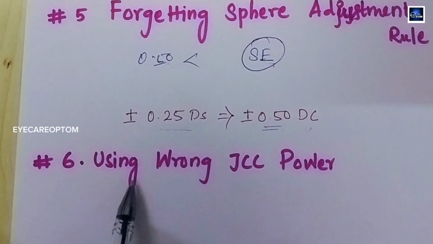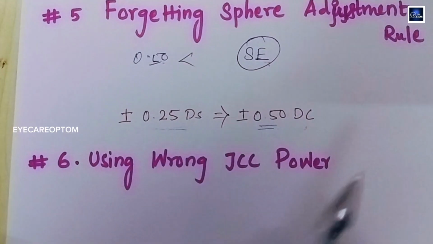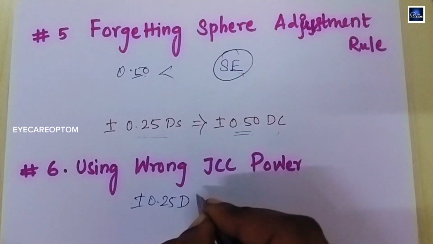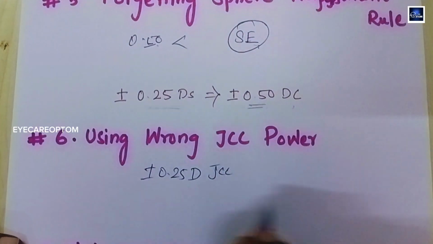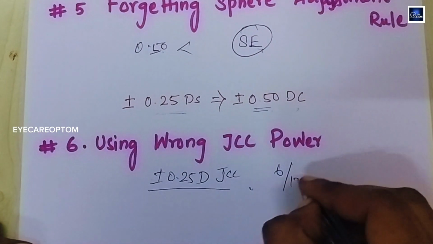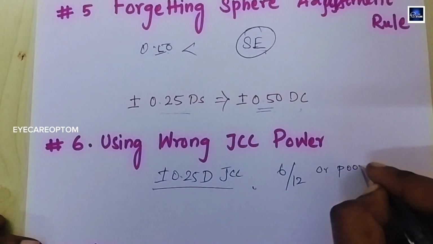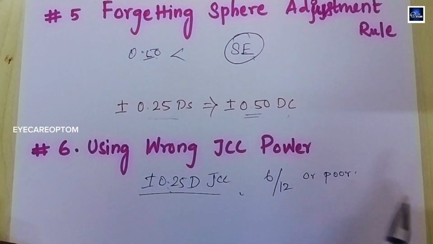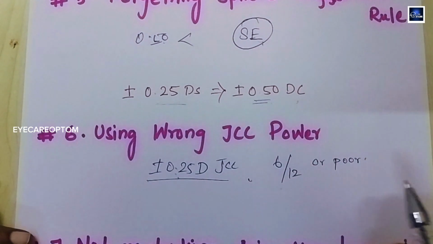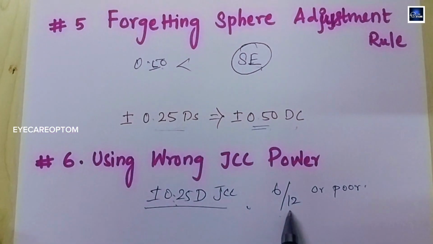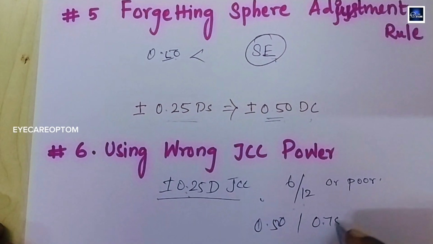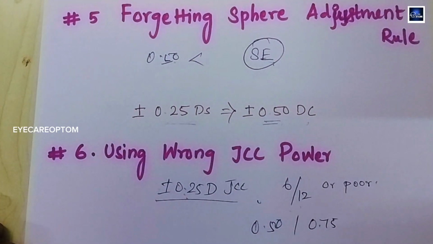Sixth mistake, using the wrong JCC power. We commonly use plus or minus 0.25 diopter JCC. But this is not reliable when you have a patient with a vision of 6/12 or poor visual acuity. This 0.25 diopter won't give a noticeable difference for them to compare. In cases like these, consider using a 0.5 or 0.75 diopter JCC to get reliable results.